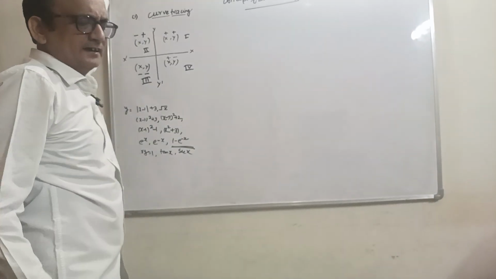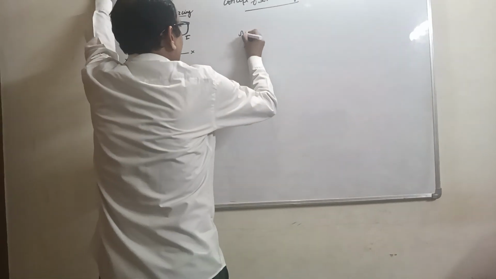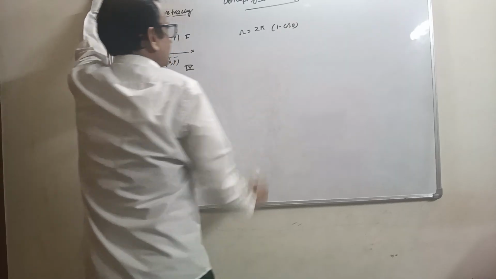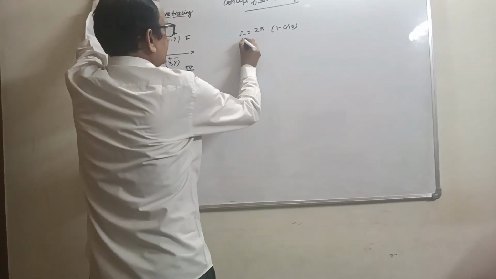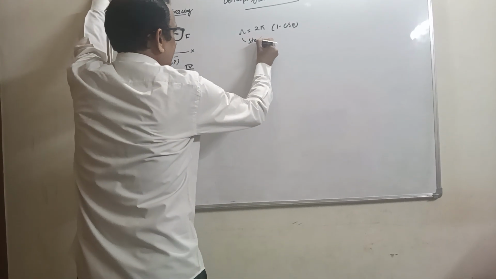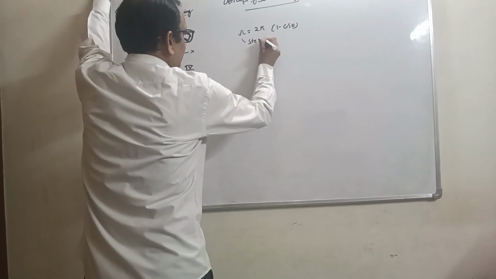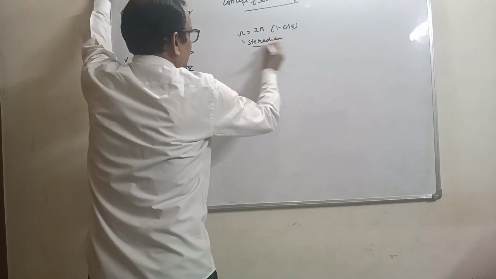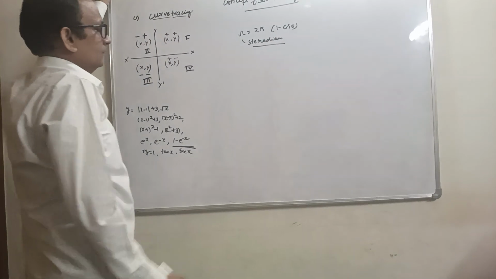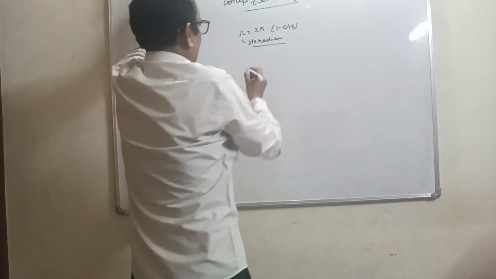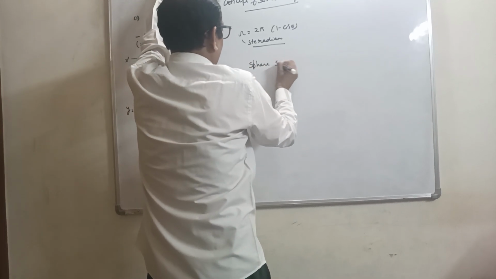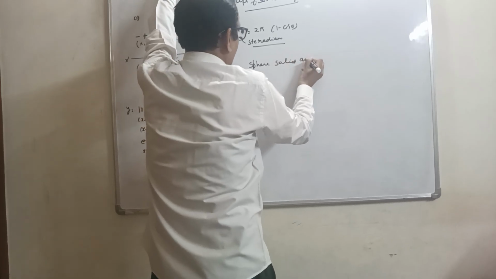So solid angle, what is solid angle? Solid angle would be 2 pi (1 minus cos theta). This is measured in steradian. So we know for a sphere, the solid angle would be 4 pi.